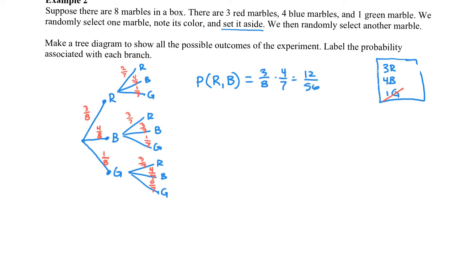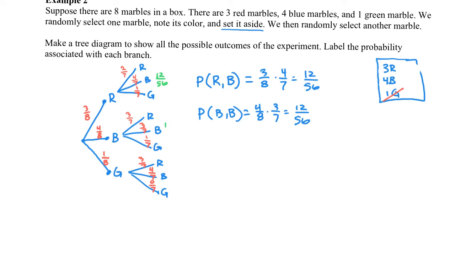And we can put that, I'm going to pick a different color here. 12 over 56. That's the probability that we would go along this branch, red and then blue. We just multiply those together. So what is the probability that we get, let's say, blue and then blue again? Well, it's going to be this branch, blue, right? And then we pick another blue, so it's going to be 4/8 times 3/7, which is once again 12 over 56.